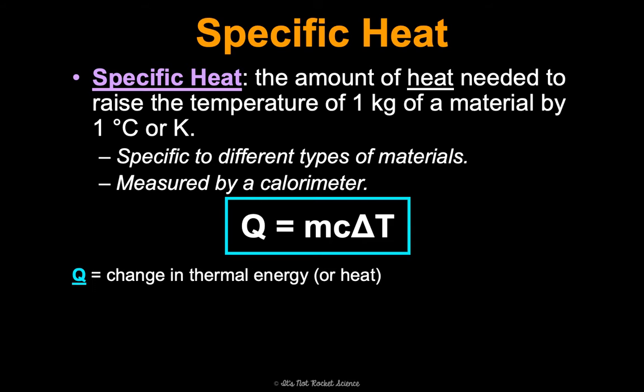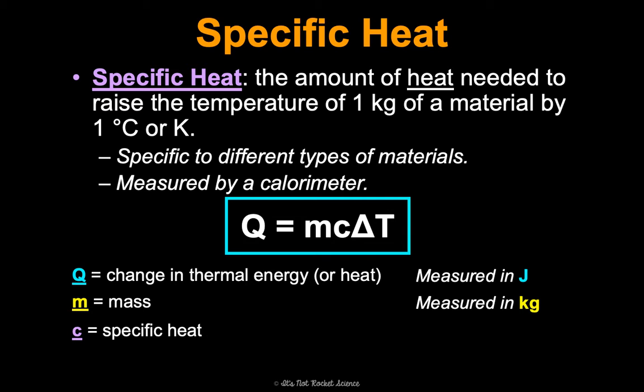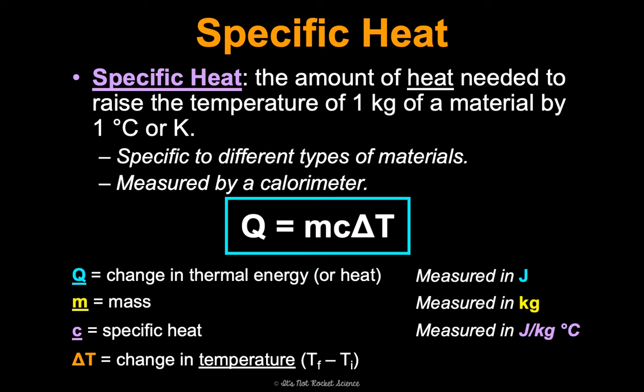Q is the change in thermal energy or heat. We've talked about this. It's measured in joules. M is our mass. It's measured in kilograms. And C is specific heat. This is a constant depending on the material. This is measured in joules per kilogram degree Celsius. And then we have delta T, which is a change in temperature, which is TF minus TI. TF is your final temperature and TI is your initial temperature. Those are measured in degrees Celsius.